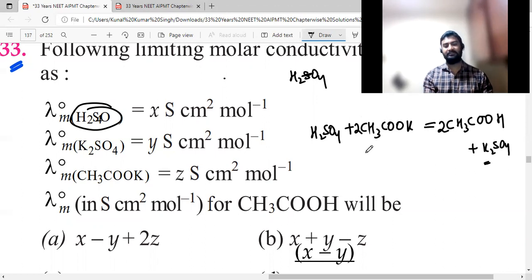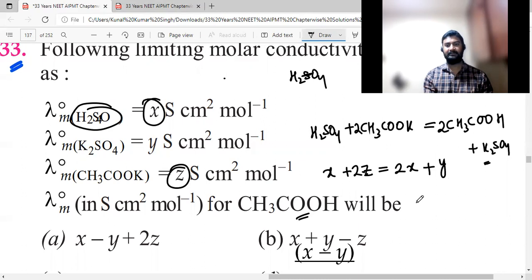It's balanced now. So what's the value of H2SO4? X. I'll write X here. What's the value of CH3COOK? 2Z. So I'll write plus 2Z here. Equals to, what we have to find, 2X. So what's the value of K2SO4? Y. Therefore, that is Z, right? This is Z, sorry, yeah.